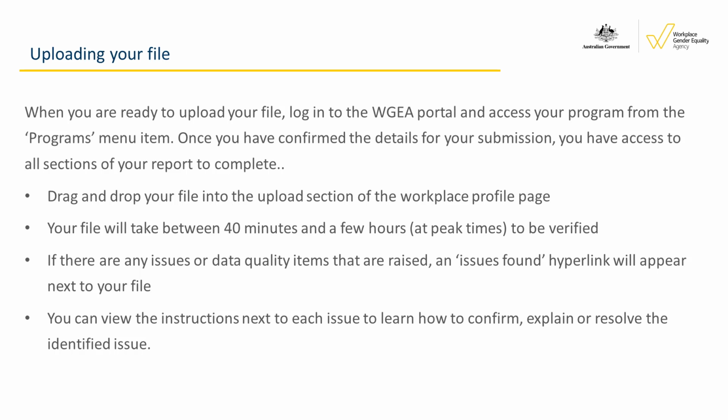When you are ready to upload your file, log into the WGEA portal and access your program from the Programs menu item. Once you have confirmed the details for your submission, you will have access to all sections of your report to complete. To upload your workplace profile, you will need to drag and drop your file into the Upload section of the Workplace Profile page.